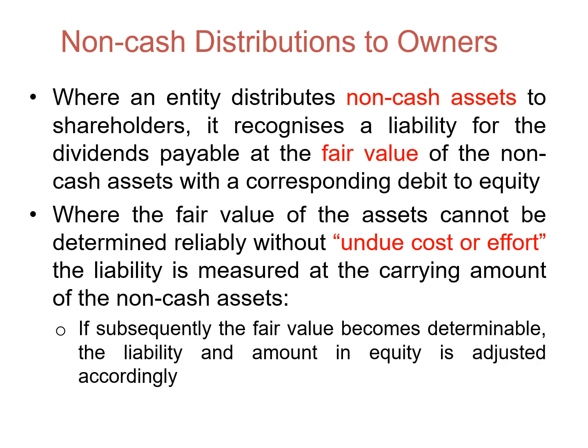Sometimes we have non-cash distributions that are made to owners. Where an organization does distribute non-cash assets to its shareholders, it must recognize a liability for the dividends payable based on the fair value of the non-cash assets, with a corresponding debit to equity. Where the fair value of the assets cannot be determined without undue cost or effort, again bringing in the concept of undue cost or effort, then the liability is measured at the carrying amount of the non-cash assets. If fair value is determinable later on, then the liability and the amount taken to equity are adjusted at that point in time.